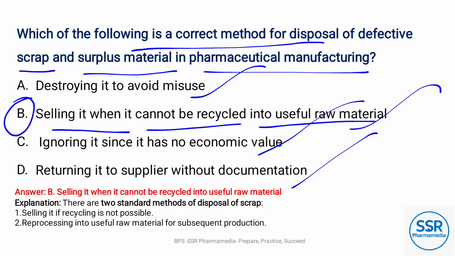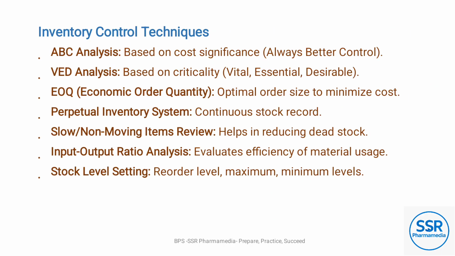There are two standard methods of disposal of scrap. Selling it if recycling is not possible. Second method, reprocessing into useful raw material for subsequent production.